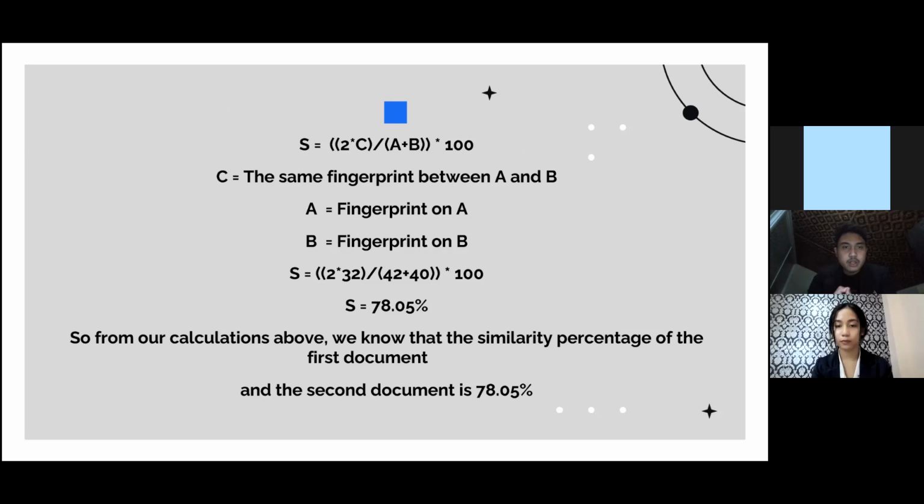And here's the formula of the Rabin-Karp algorithm. So from our calculations above, we know that the similarity percentage of the first document and the second document is 78.05%.